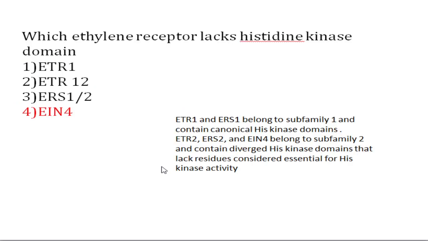Okay. Next is: which ethylene receptor lacks a histidine kinase domain? Ethylene receptors are classified into two subfamilies. One includes ETR1 and ERS1, which have a canonical histidine kinase domain. Whereas ETR2, ERS2 and EIN4 belong to subfamily 2 of ethylene receptors, and they have a diverged histidine kinase domain and also lack histidine kinase activity. The correct answer is EIN4.